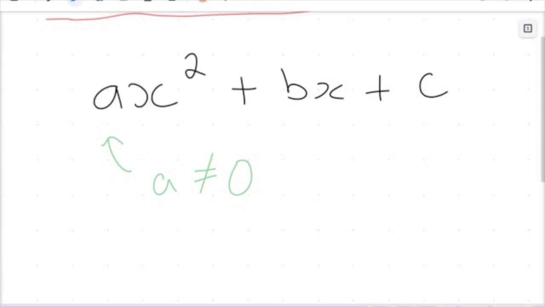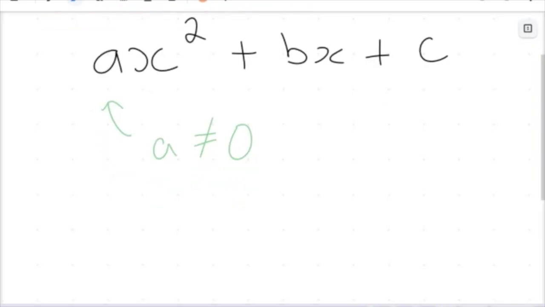Remember, what we need for this to be a quadratic is this x squared over here. Now, my coefficients of b and c, pronumerals b and c, those can be 0, but this a here cannot be 0. If a is 0, our x squared gets killed because it's multiplying by 0, and this thing ceases to be a quadratic. Now, quadratic equations are very similar to this.